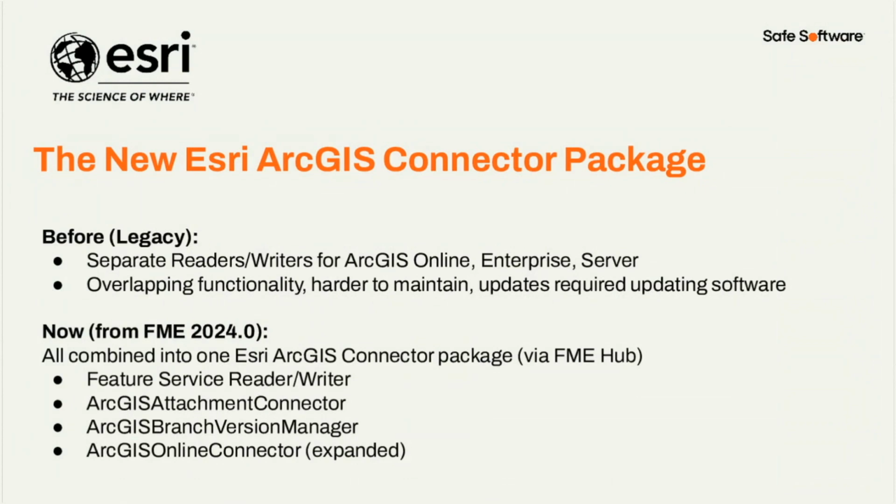However, now in 2024.0, we've unveiled a package which contains feature service readers and writers. What this means is we have one reader and writer that allows you to access ArcGIS Online, Enterprise, or Server. It's all built into one package. And with that, we also made new transformers as well. So to help you manage your attachments better, we have the ArcGIS Attachment Connector, which we'll be demoing later on. We also have the BranchVersionManager, which helps you manage your versions. And we have a new and improved expanded ArcGIS Online connector.